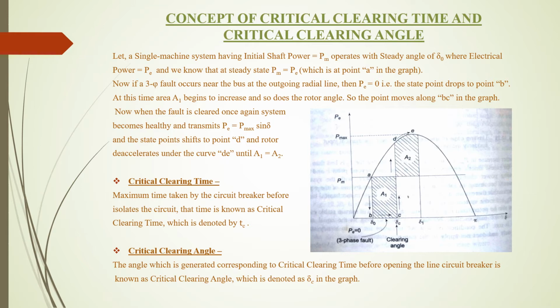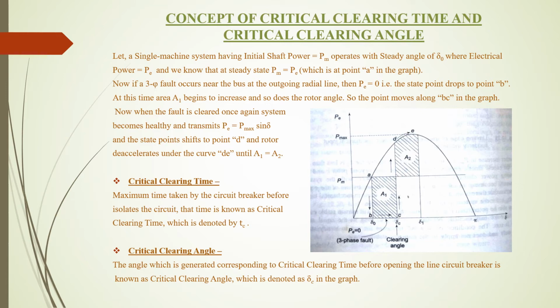So PA greater than 0 means the rotor tries to accelerate. At this time, area A1 begins to increase and so does the rotor angle. So the point moves along BC in the graph. Now when the fault is cleared, the system becomes healthy once again and transmits the electrical power PE equals P max sin del, and the state point in the graph shifts to point D from C and the rotor decelerates under the curve DE until A1 equals A2.